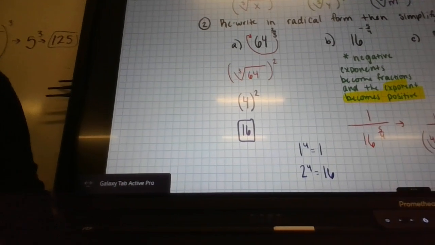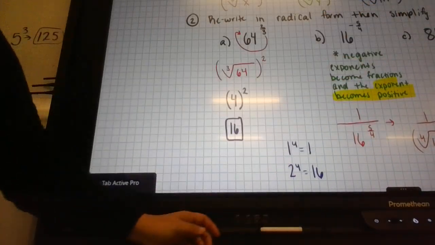It would be 9 had it not been negative. Since it's negative, it's 1/9. Yeah.